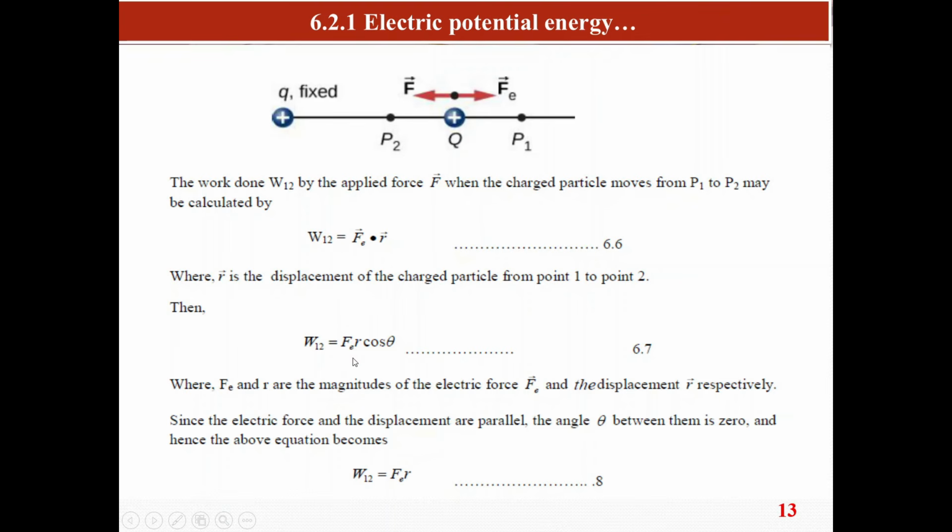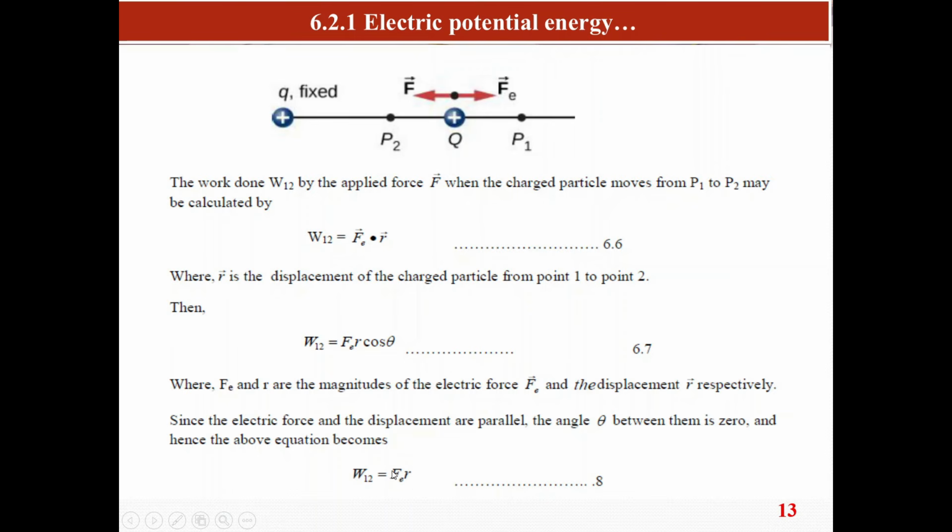So the work done is equal to Fe r cos theta. This is a dot product between two vector quantities, the force and the displacement. Therefore, we have this scalar quantity times the cosine of the angle between F and r. In this case, the angle is 0, since the electric force and the displacement are parallel, the angle theta between them is 0. Hence in the above equation, cosine of 0 is 1.